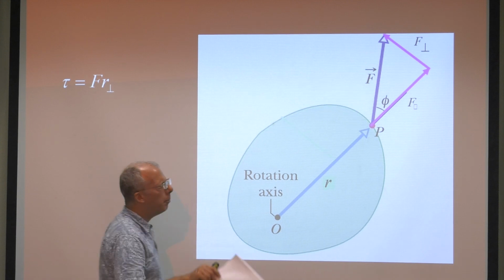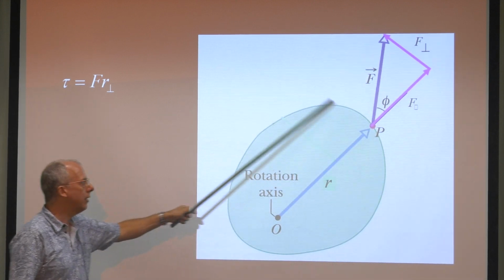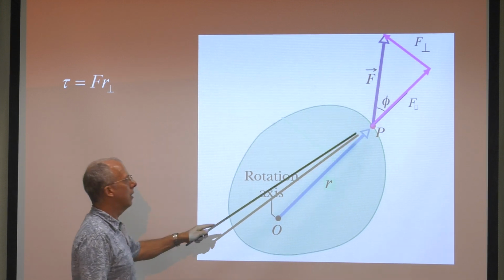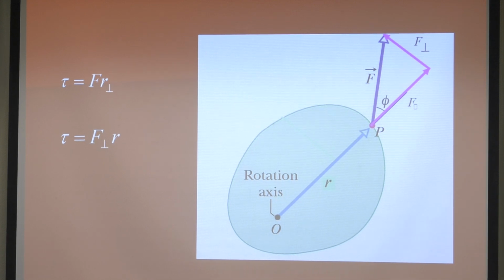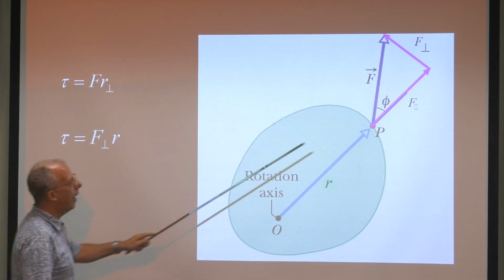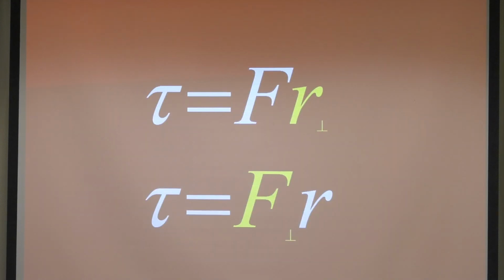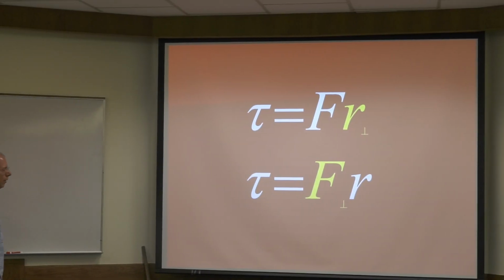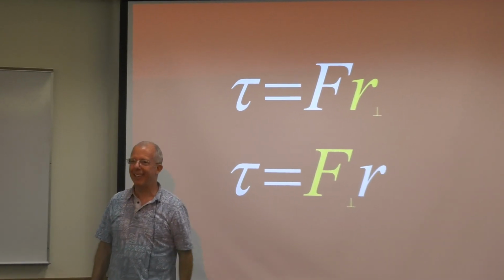Now, which component, F parallel or F perp, provides the torque to rotate this blob around this point? Well, obviously F parallel is a waste of time. It's not going to do anything. So F perp is the one that provides the torque. So we can say that the equation is F perp times r. All right, so there are two equations: F r perp and F perp r. That's pretty simple to remember, right?